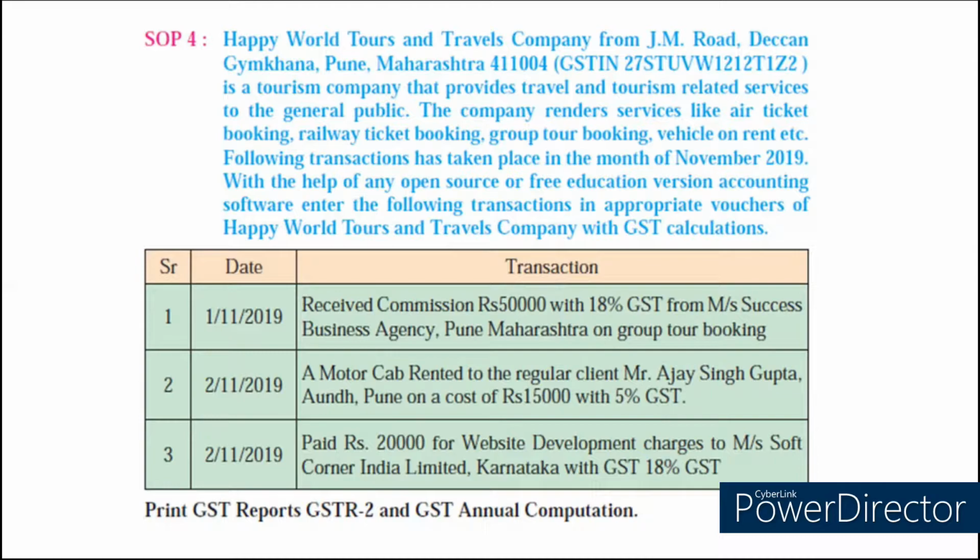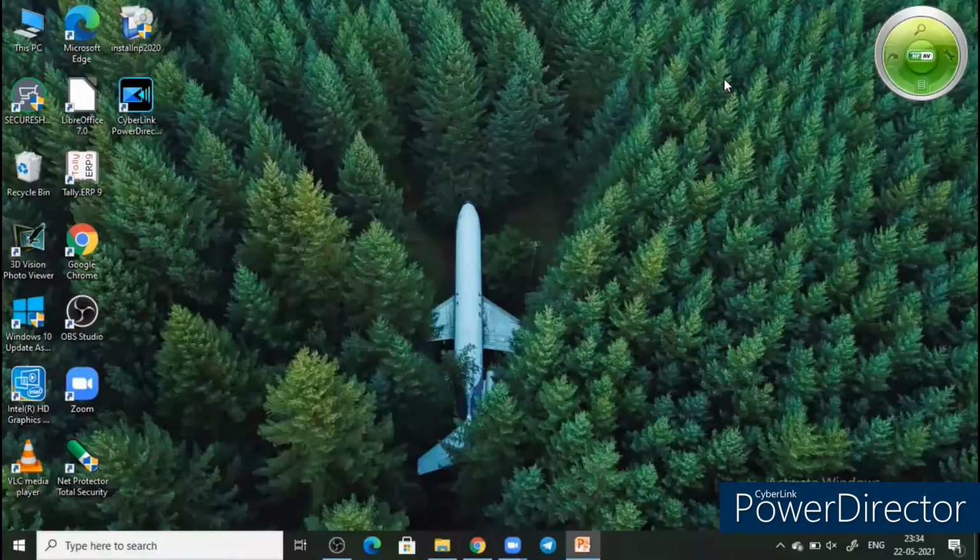calculation. In this practical, the company of which we have to pass the transaction is a service rendering company, and it is rendering services like air ticket booking, railway ticket booking, group tour booking, vehicles on rent, etc. So whenever there is a transaction related to these service, that means we are selling a service, and that service account will be sales account.